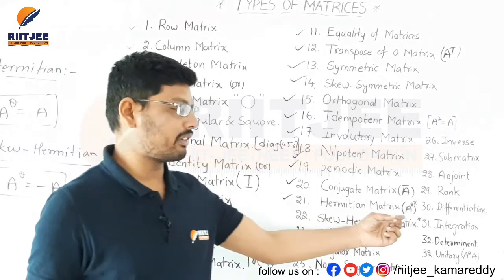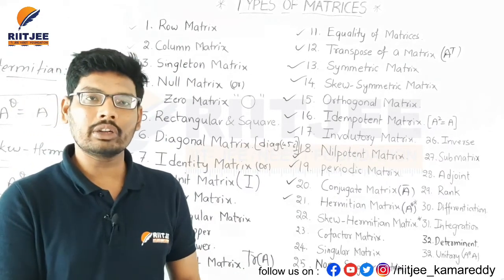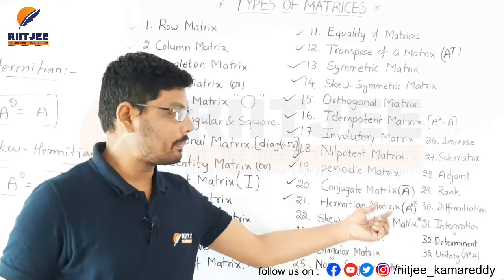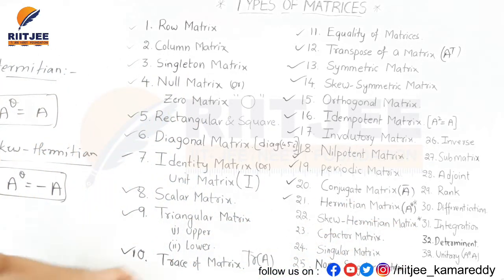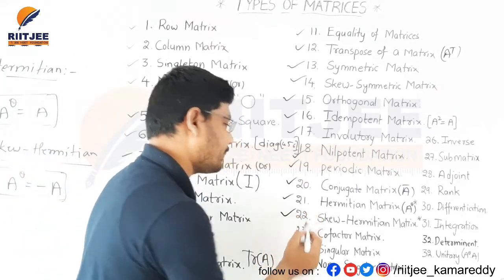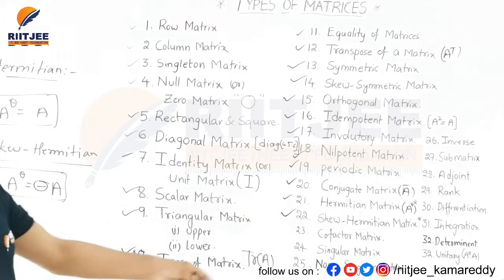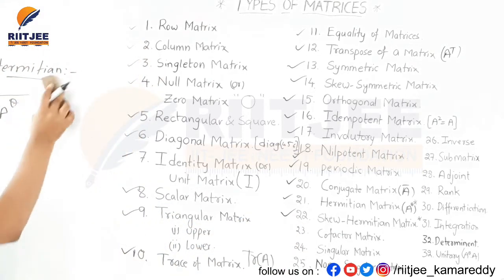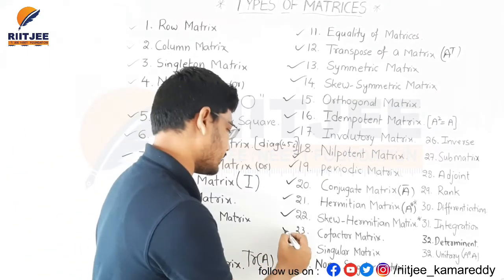A power theta is nothing but the transpose of the conjugate matrix, or the conjugate matrix transpose. If A power theta is equal to A, then it is called a Hermitian matrix. Skew Hermitian is nothing but A power theta equal to minus A, then it is called a skew Hermitian matrix. And the next type of matrix is the cofactor matrix.